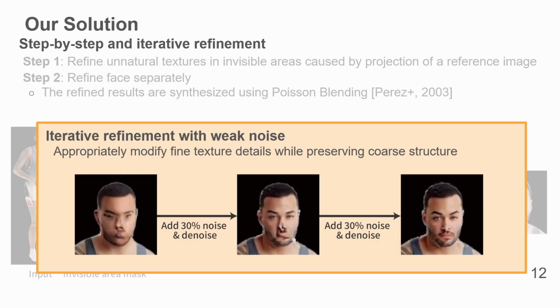In these 2 steps, we perform iterative refinement with weak noise. Specifically, we iteratively add 30% noise to face images and perform denoising. The aim of iterative refinement is to appropriately modify fine texture details while preserving core structure. In the following slides, each step is explained in detail.